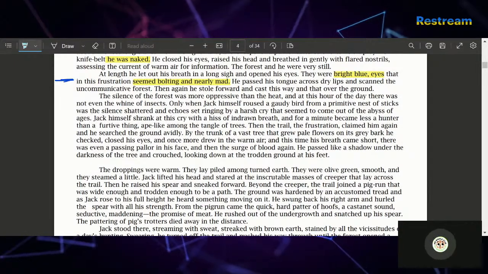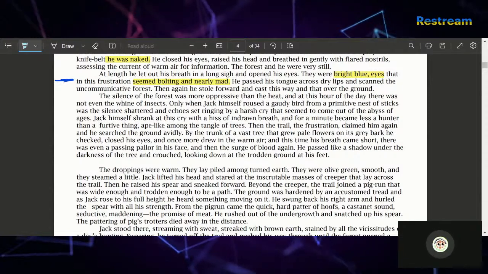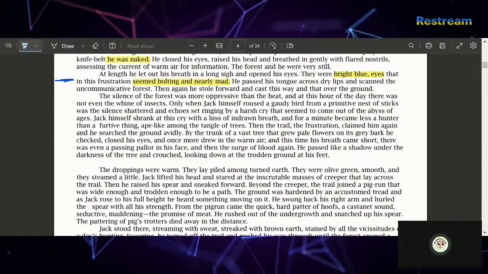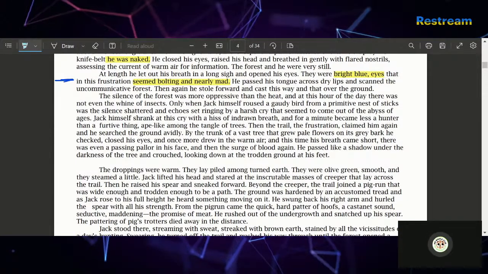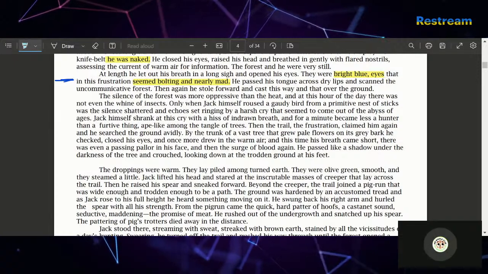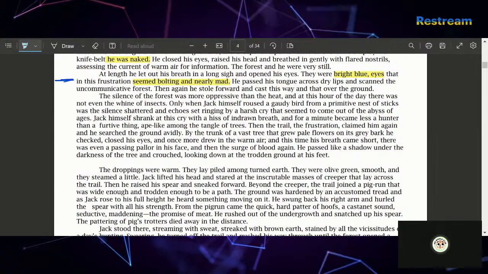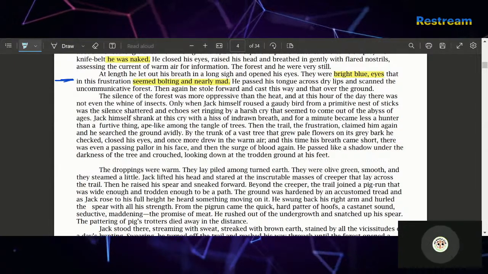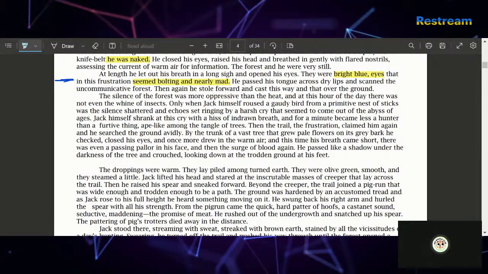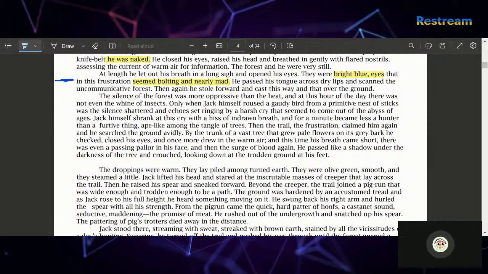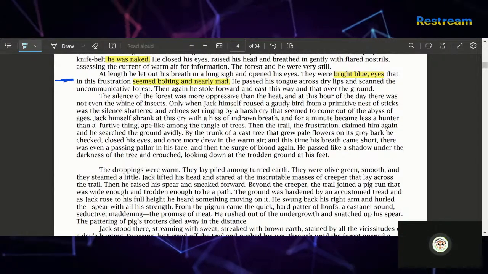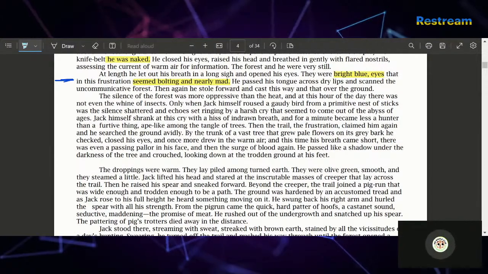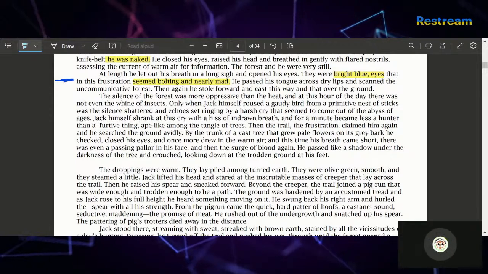Jack himself shrank at this cry with a hiss of indrawn breath, and for a minute became less a hunter than a furtive thing, ape-like among the tangle of trees. Then the trail, the frustration, claimed him again, and he searched the ground avidly. By the trunk of a vast tree that grew pale flowers on its grey bark, he checked, closed his eyes, and once more drew in the warm air. And this time his breath came short. There was even a passing pallor in his face, and then the surge of blood again.